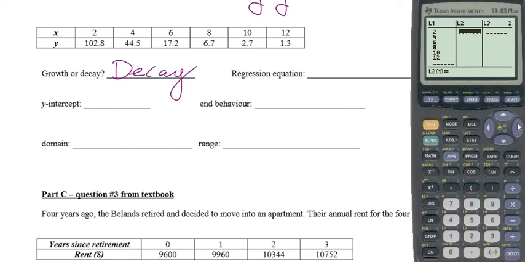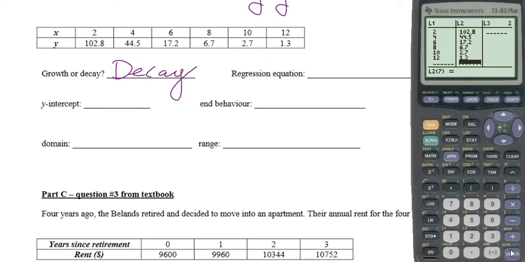And 102.8. Oops. Really on the decimals. 44.5. 17.2. 2.7. 1.3. Okay.